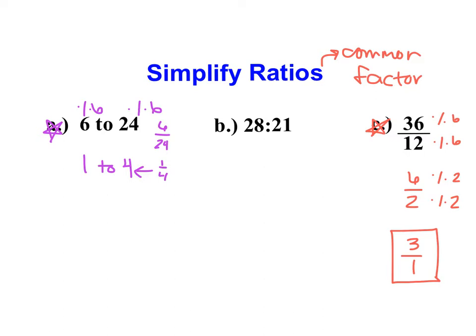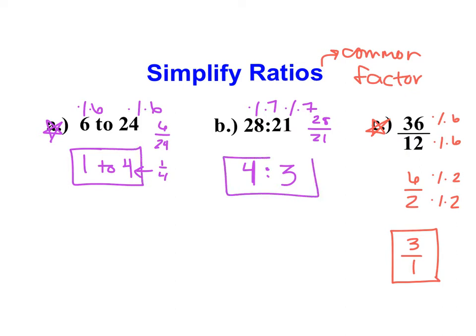If I then look at B, again, remember you could turn this into a fraction and then simplify it. But what I do notice about 28 and 21 is they are both divisible by 7. So if I divide them both by 7, I end up with 4 colon 3. So those are my simplified ratios. And again, this works just like simplifying fractions. You're looking for those common factors you can divide both numbers by until they no longer have a common factor.